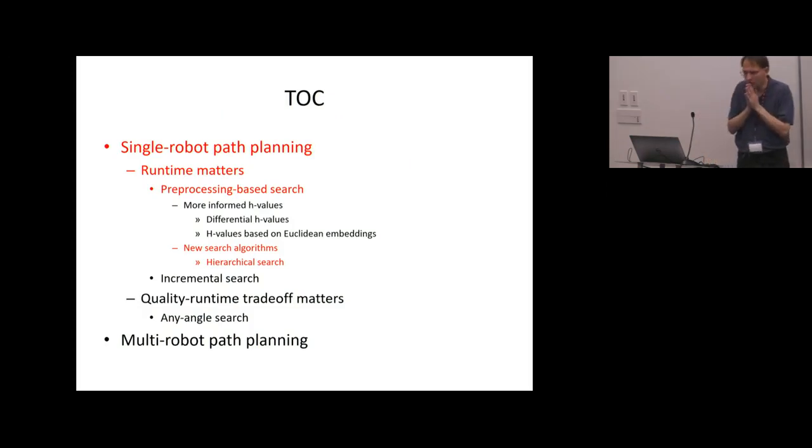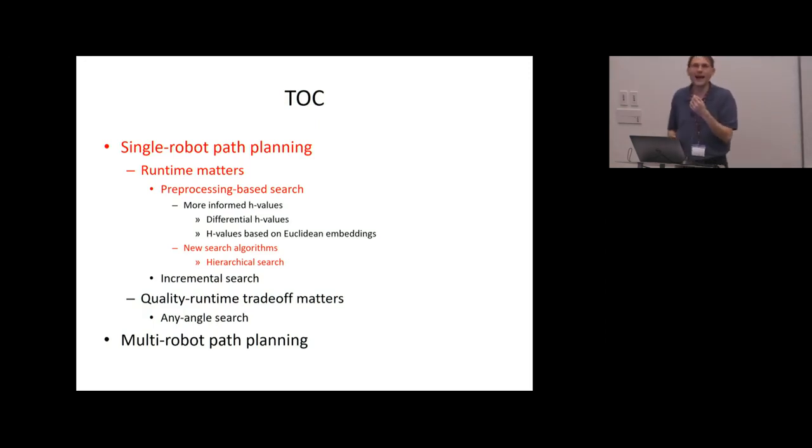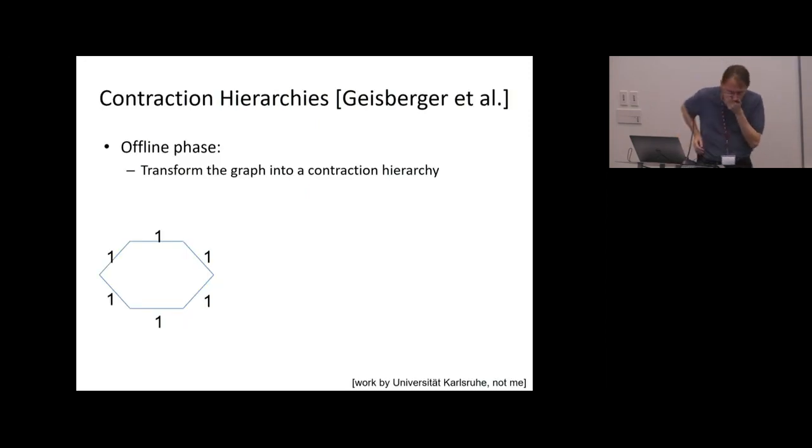So now, what other kind of information could we extract from an environment in order to accelerate the search, other than good h values? And here I want to talk about hierarchies. So here's a graph, and I want to search this graph. Remember, in the pre-processing phase, I don't know where the start and where the goal will be. I just know how the environment will look. So I want to search this graph.